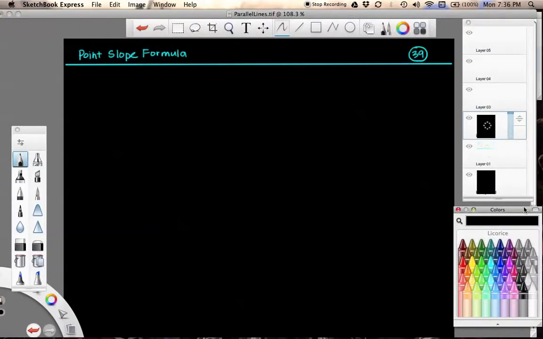All right, it's me again. So this is your second section. Please title the page point slope formula. Go to page 39. What I'd like you guys to do right now is go ahead and draw lines on the 14s. So do me a favor, draw lines on the 14s.